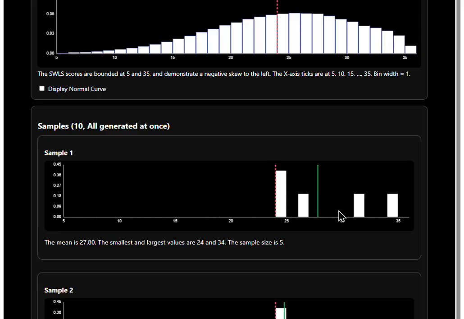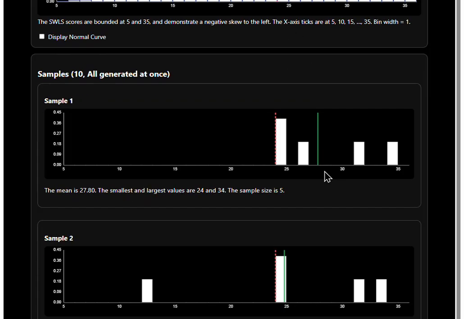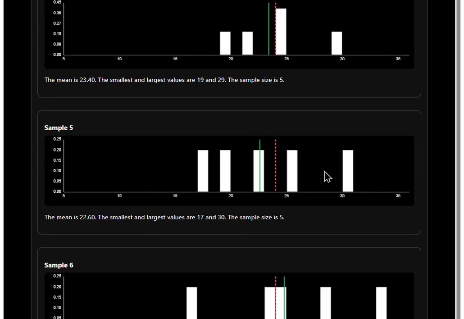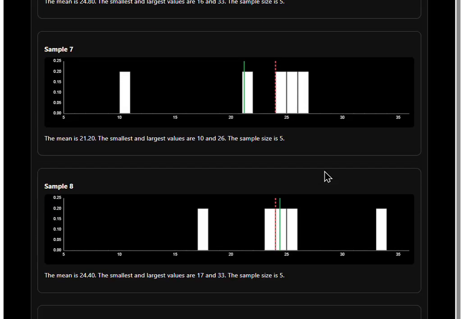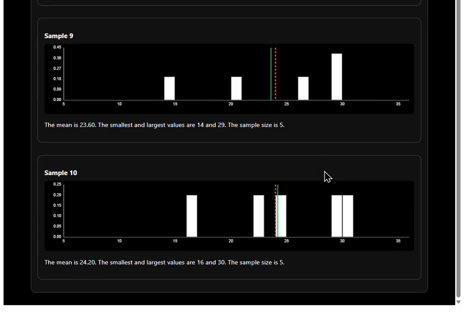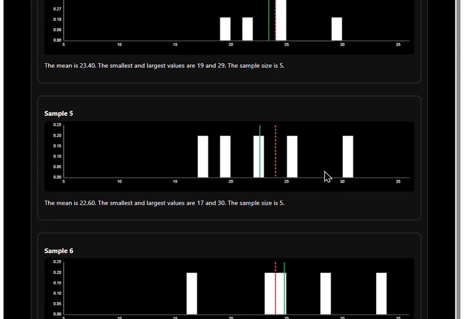And you can take a look at, for our first sample, it's not representative at all, since every single value came from above the population mean. As we take a look through these samples, there's a fair amount of variability in some cases between the sample mean and the population mean.